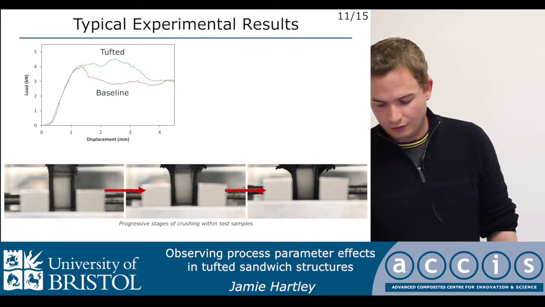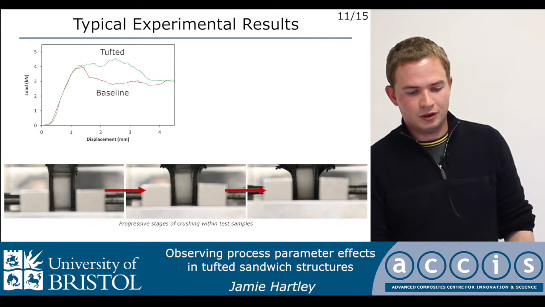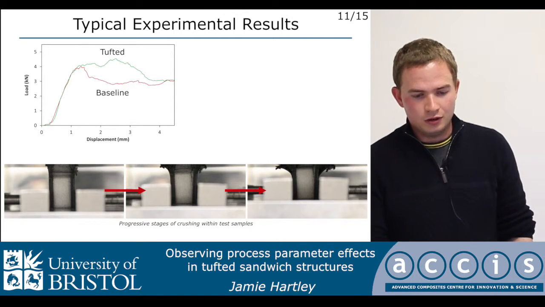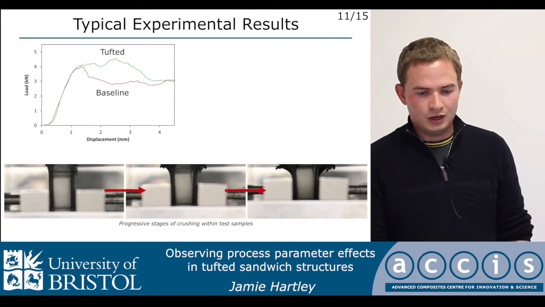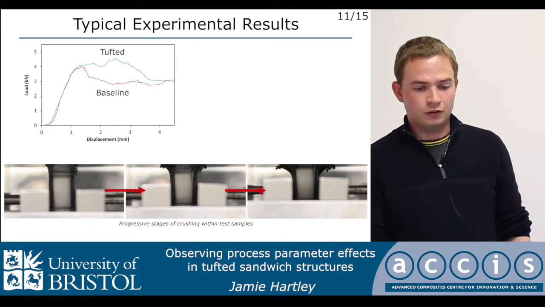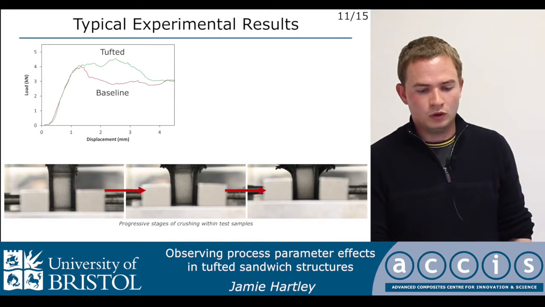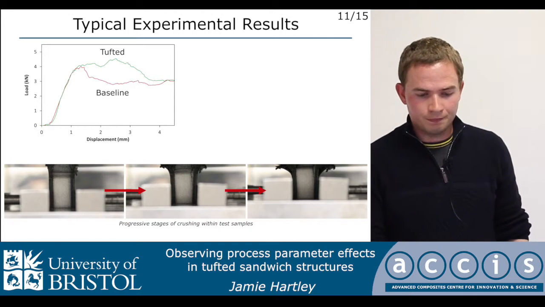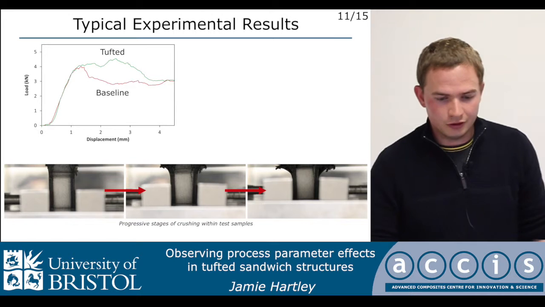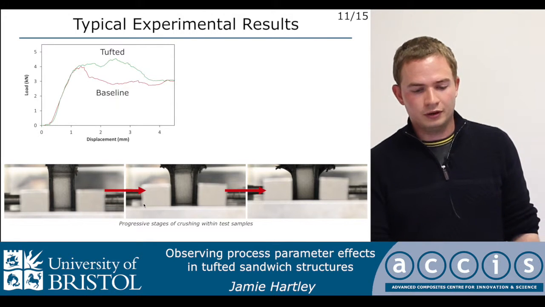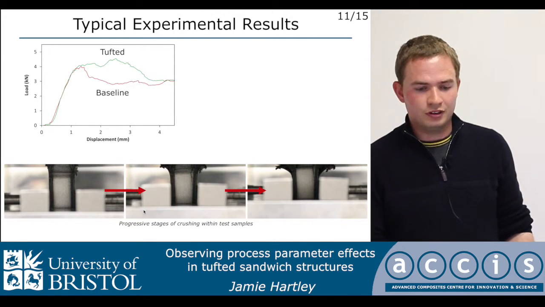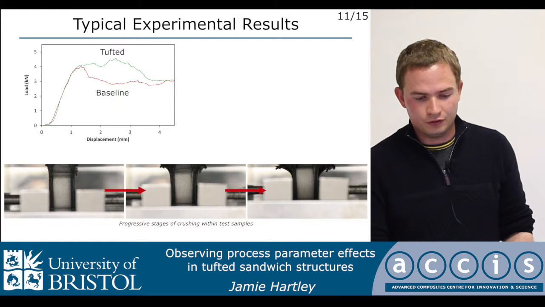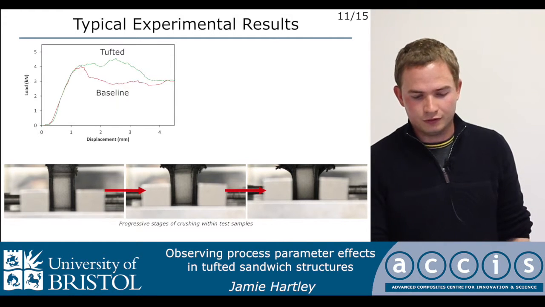So what I'm now going to show is a quick summary of some of the experimental results. You can see in the graph on the top left the difference between a typical tufted coupon and one which is untufted, so the baseline sample. And you can see there's quite a significant difference between the green and the red line at the point where the tuft is carrying the load, and therefore it's showing the actual benefit of the tuft.